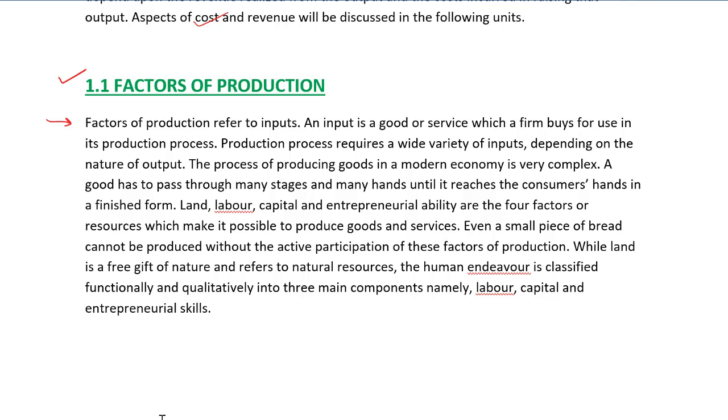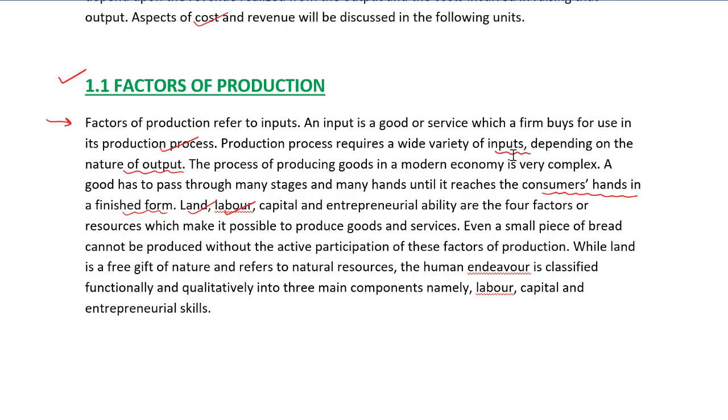So factors of production refer to inputs. An input is a good or service which a firm buys for use in the production process. Production process requires a wide variety of inputs depending on the nature of output. The process of producing goods in a modern economy is very complex. A good has to pass through many stages of production or many processes and many hands until it reaches the consumer's hand, that is in a finished form.